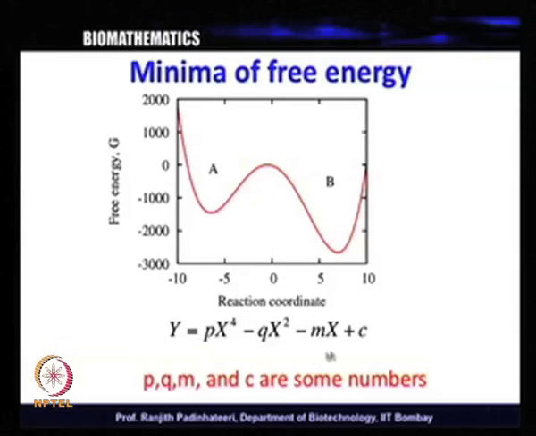So, given such a free energy function, how do we find out these minimum points and maximum points? That is one thing which we want to discuss today. Let us take the simplest example for this kind of free energy surface. The simplest energy which has a minimum is the energy of a spring. So, let us have a look here.